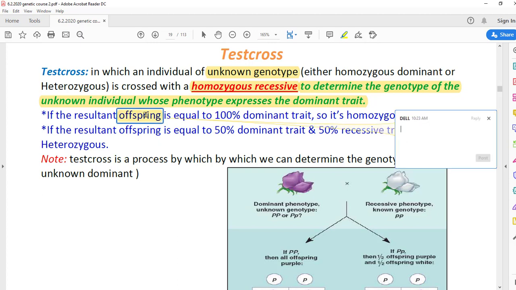We wait for the resultant. If the resultant cross is equal to 100% dominant trait, just 100% of the dominant trait is produced, so the unknown genotype is homozygous dominant. But in contrast, if the resultant offspring is equal to 50% dominant and 50% recessive, or sometimes if the resultant cross contains the recessive trait without mention of the ratio, just one recessive is produced, so the unknown genotype being tested is heterozygous. So it depends on the result.